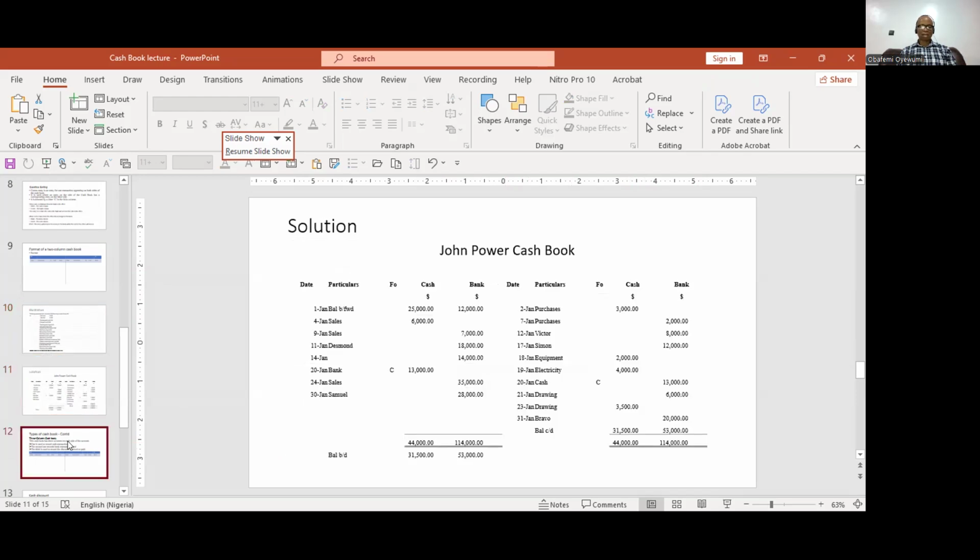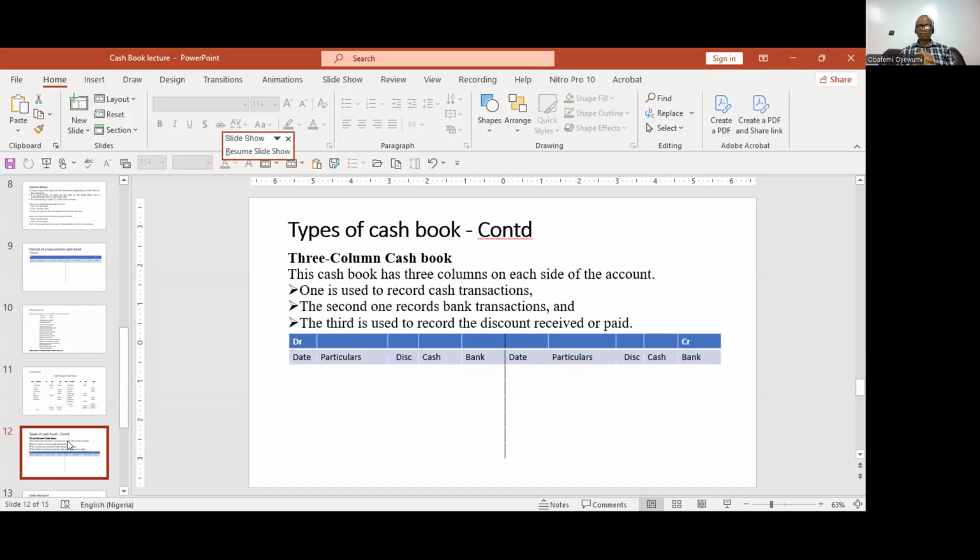Okay, here we talk about the last type of cash book. A 3-column cash book. This cash book has 3 columns on each side of the account. All right, so we have the discount column, we have the cash column, and then we have the bank column. That's why we call it 3-column cash book. So we have discount on this other side, the credit side. You have your discount, cash, banks.